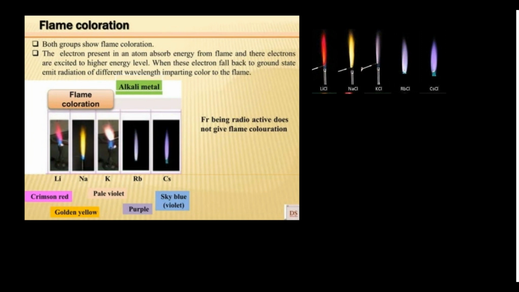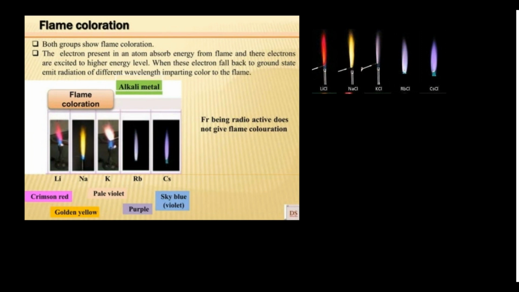This is something very important. Francium is not discussed because it is radioactive, and it has no flame coloration. Your francium, we are not introducing here, because it is radioactive in nature, it will not give any color to the flame. This is something very important.